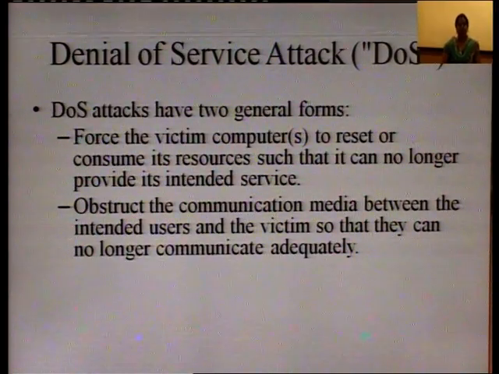The DOS attack has two general forms. The first is to force the victim computer to reset or consume its resources such that it can no longer provide its intended services. It means either it is resetting itself again and again, or it is consuming all your resources so that you cannot do your work. And the second is to obstruct the communication media between the intended users and the victim so that they can no longer communicate.